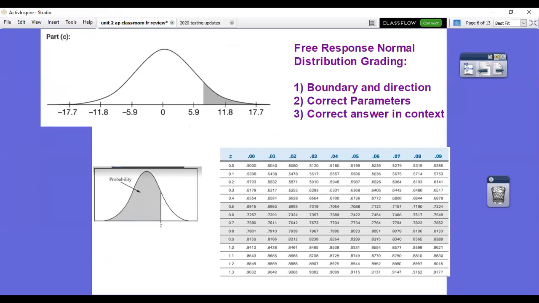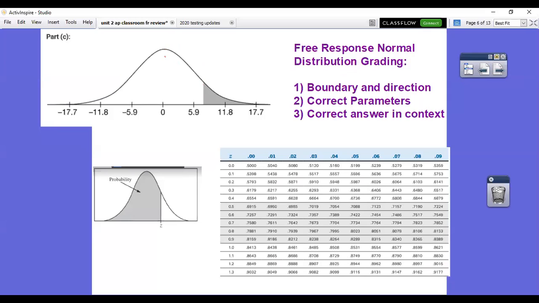I would really expect there to be a question about the normal distribution somewhere on the AP exam, because that's like a huge thing in this class, right? And every time they grade a normal distribution problem on the AP exam, there's 3 things you need. You need the boundary and direction. So in other words, you need to draw a picture and shade in where on that picture you're finding the area of that represents your answer, okay?